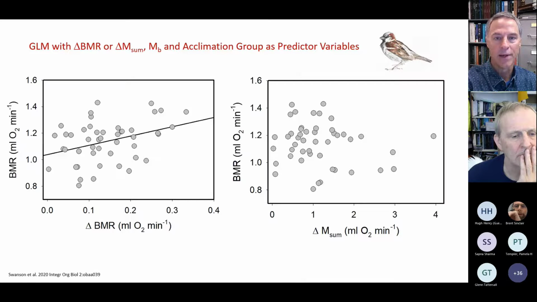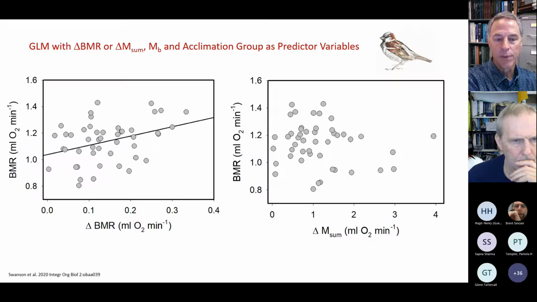And so here are some data testing that hypothesis from house sparrows. On the left-hand panel is the basal metabolic rate. I'll note that when we measured flexibility in basal metabolic rate, that could be either an increase in the cold acclimation group or a decrease in the warm acclimation group. So both of those are elements of the flexible response.